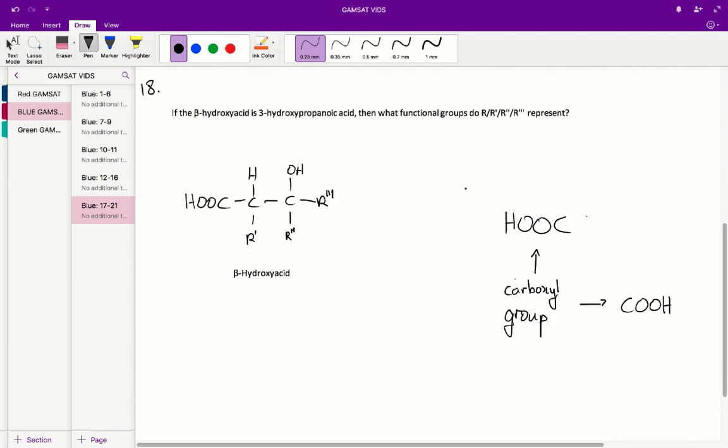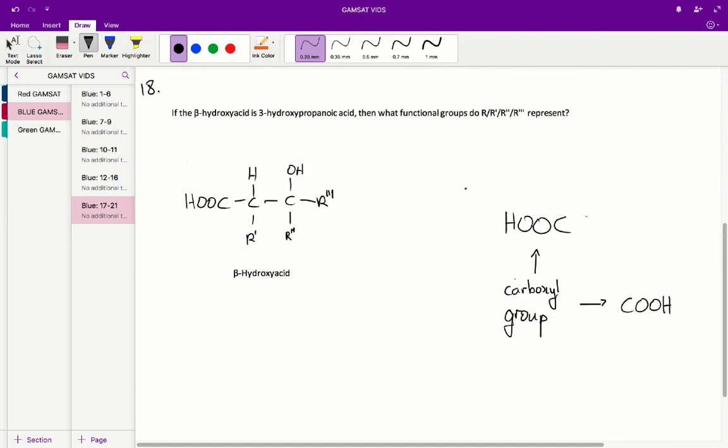Question 18. Question 18 is essentially asking us, if the beta hydroxy acid is 3-hydroxypropanoic acid, then what functional groups do R, R dash, etc. represent? So it's fairly similar to question 17 in that we're given the chemical formula of our beta hydroxy acid and we're asked to convert that and figure out what the values of the R's are.